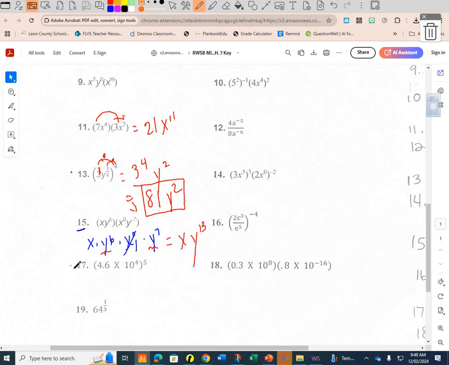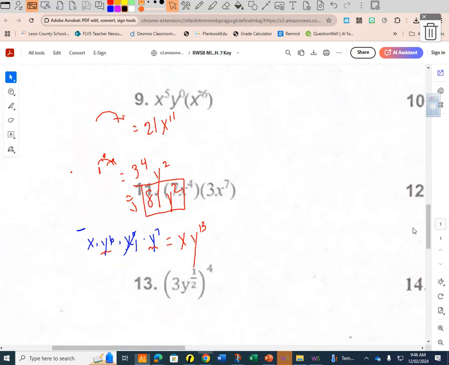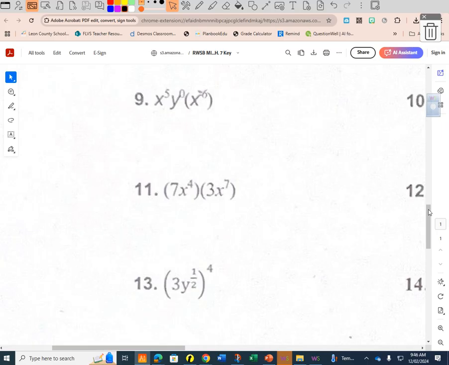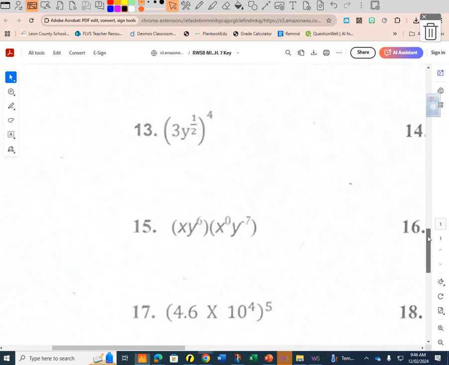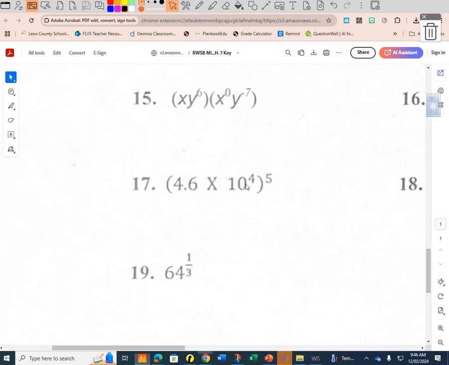Alright, let's look at number 17. Number 17 on the test is going to look very crazily similar to number 17 on this worksheet, to number 17 on the B worksheet, to number 17 on the A worksheet. So let's go ahead and do it.